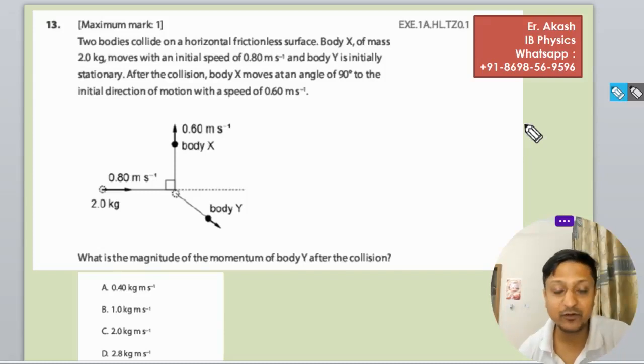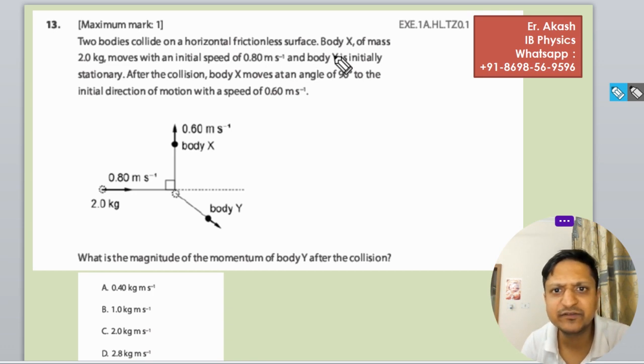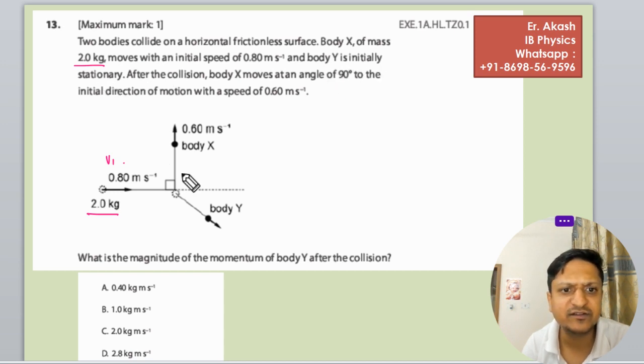Students, we have another question to do, and the question says two bodies collide on a horizontal frictionless surface. Body X of mass 2 kg, this is the X body, moves with an initial velocity of 0.8 meter per second, that is v1, and the body Y is initially stationary. So here is the body Y that has velocity 0.